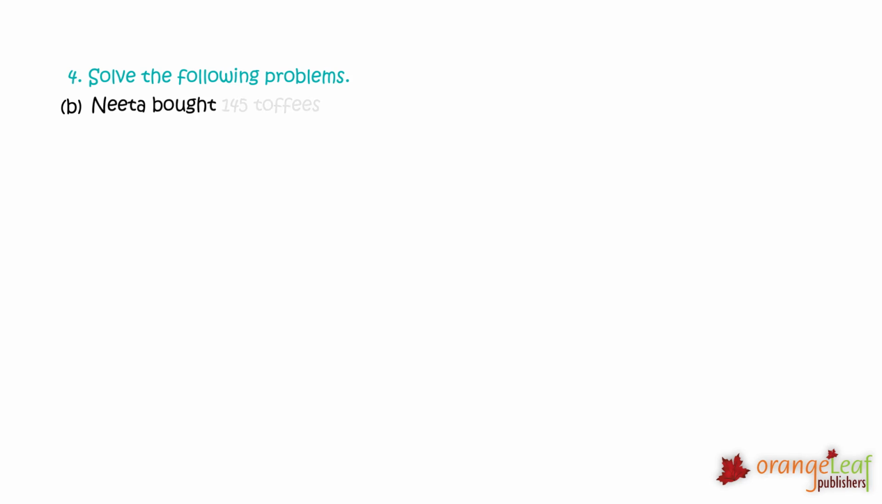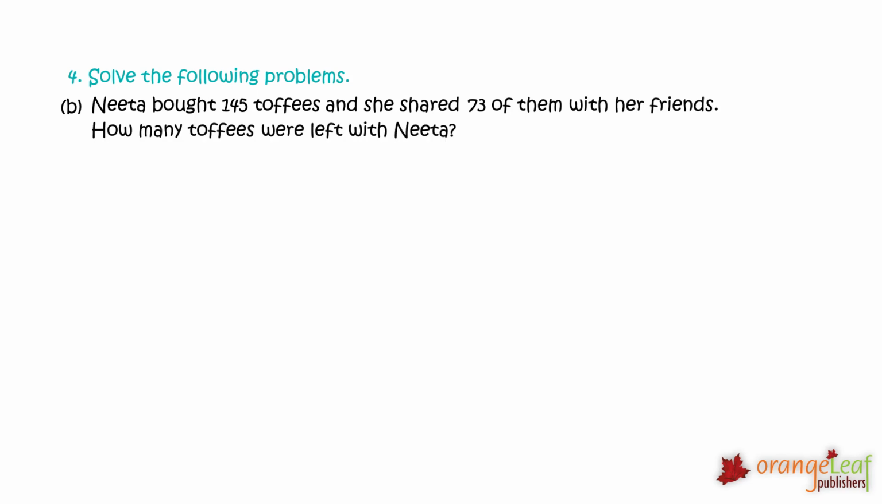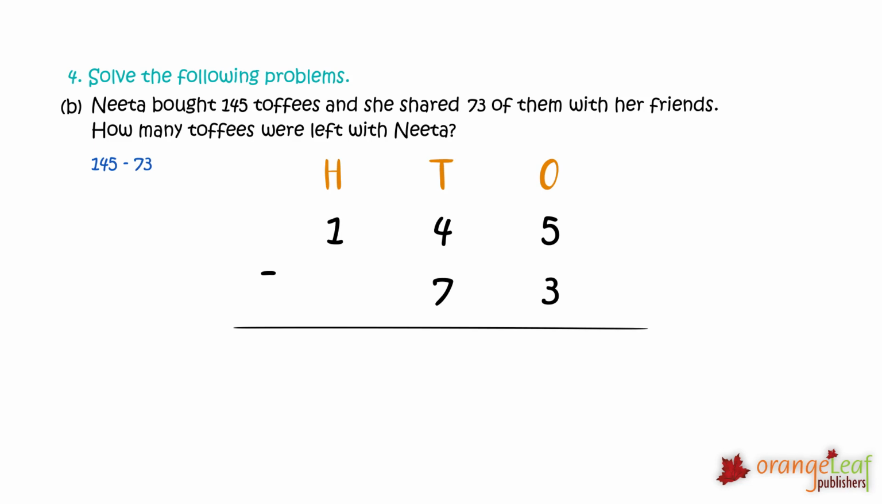B. Neeta bought 145 toffees and she shared 73 of them with her friends. How many toffees were left with Neeta? Let us subtract 145 minus 73. Write them one below the other according to their place value. Step 1. Subtract the ones place. 5 minus 3 is equal to 2. Step 2. Subtract the tens, but there are not enough tens, so we borrow 100 from the hundreds place and regroup it in the tens place. So 14 minus 7 is equal to 7. Step 3. Subtract the hundreds place, but there is 0 in the hundreds place, so we write 0. The answer is 72, where 7 is in the tens place and 2 is in the ones place.